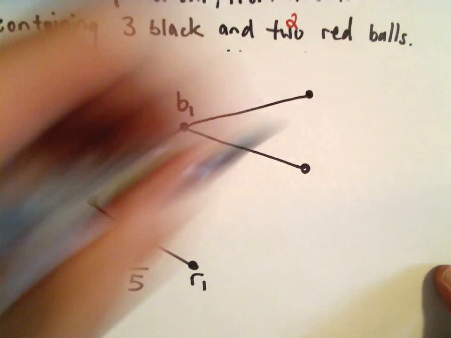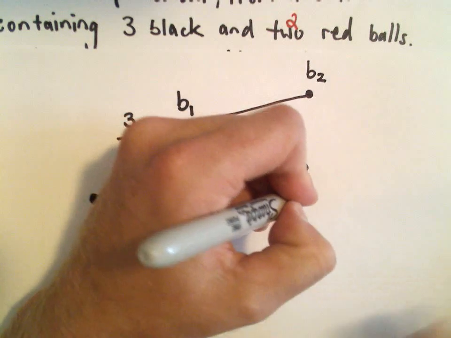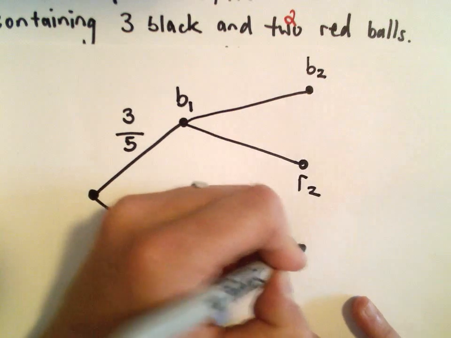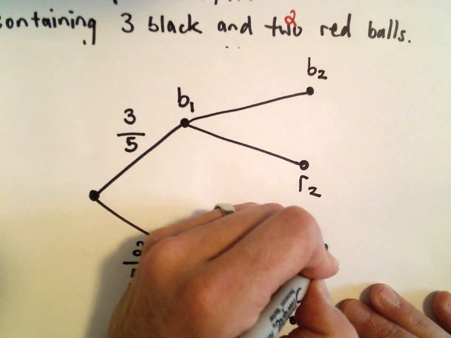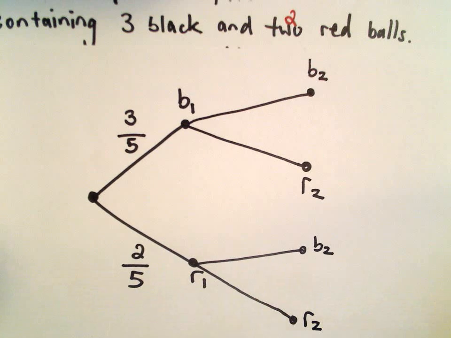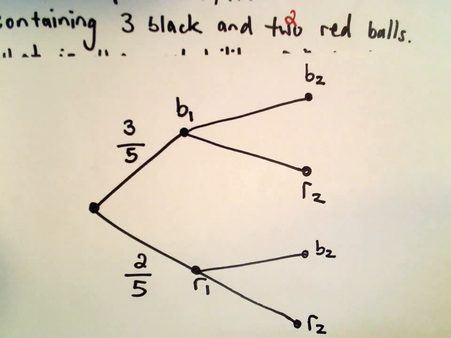Well, on our second draw, again, we could either get a black one on the second draw, or we could get a red one on the second draw. So I'm going to label those possibilities. And now we have to be a little careful because, again, we're doing this without replacement.